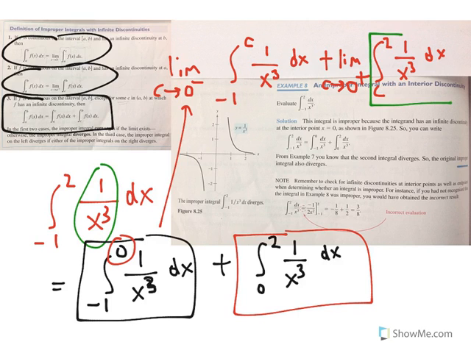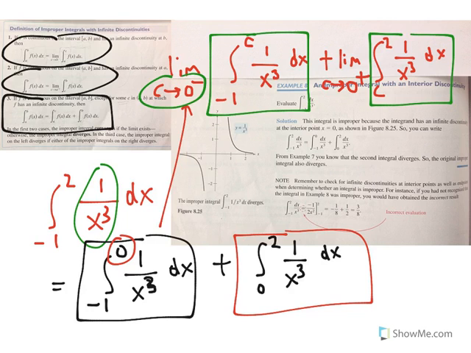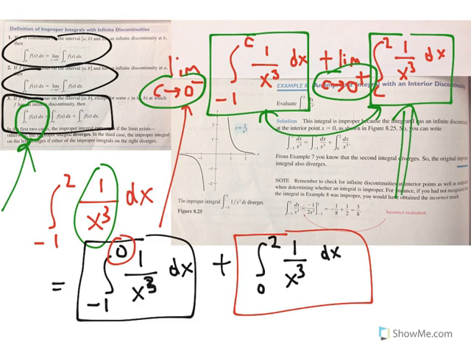And then you would have to evaluate each of these definite integrals using the fundamental theorem of calculus, and then whatever answer you get, take the limit as c approaches 0 from the left here and as c approaches 0 from the right. If one of them diverges, the improper integral would diverge. For the improper integral to converge, both of these would have to converge. And in this case, this one diverges, and because of that, the improper integral that we have for the problem would also diverge.